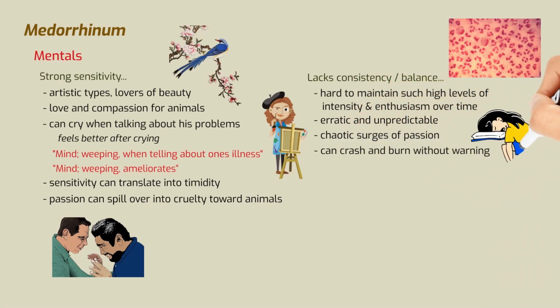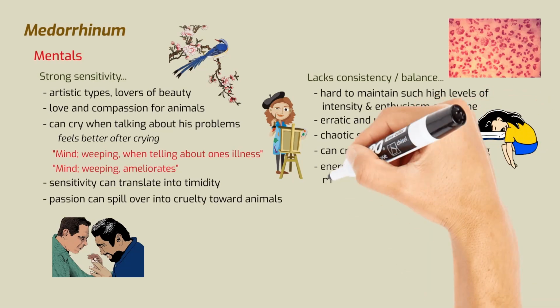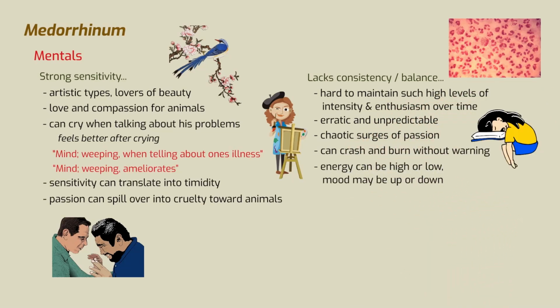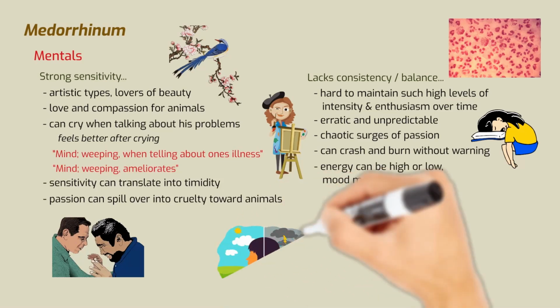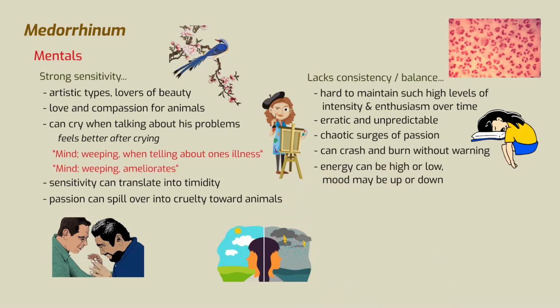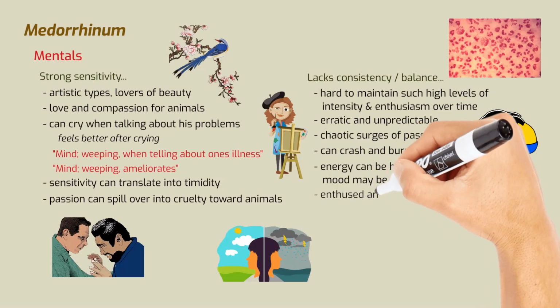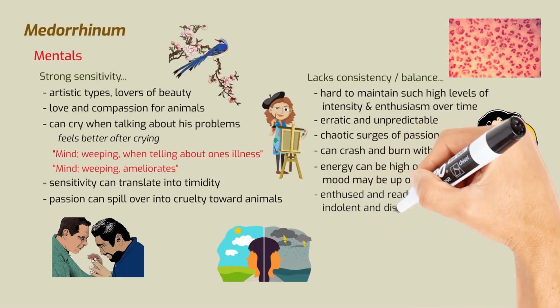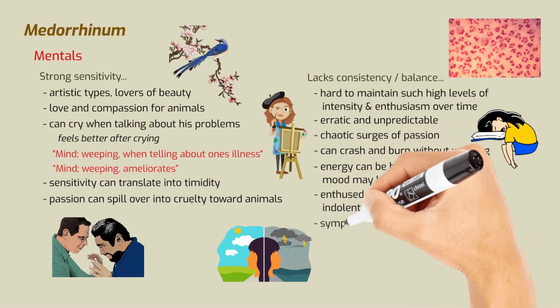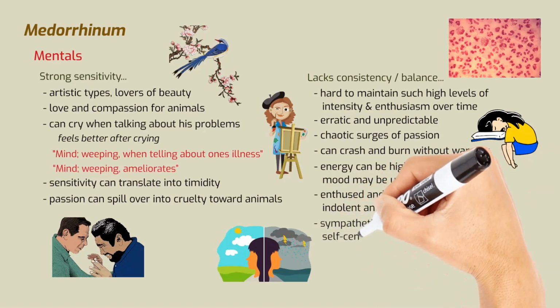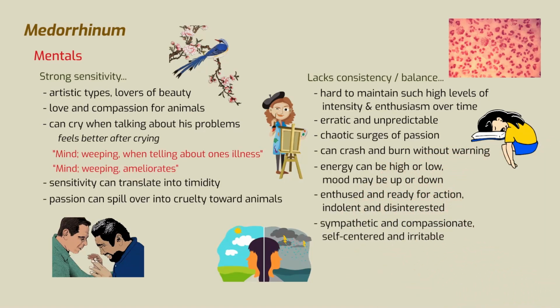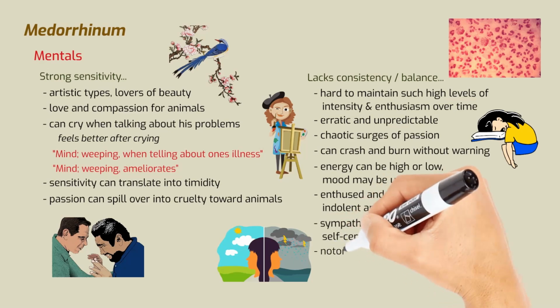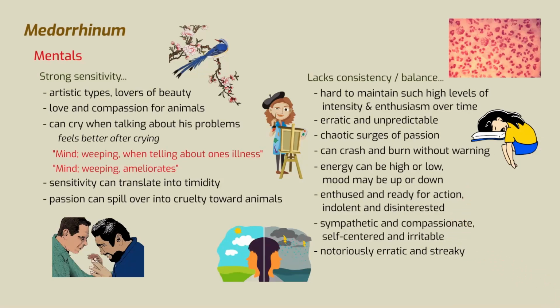This inconsistency can apply to both his energy level and to his emotional states. His energy can be high or low, and his mood may be up or down. He can be alternatingly happy, sad, excited, or bored. He can be enthused and ready for action, or indolent and disinterested. He can be sympathetic and compassionate, or self-centered and irritable. The bottom line is that Medorrhinum's energy and exuberance are notoriously erratic and streaky.